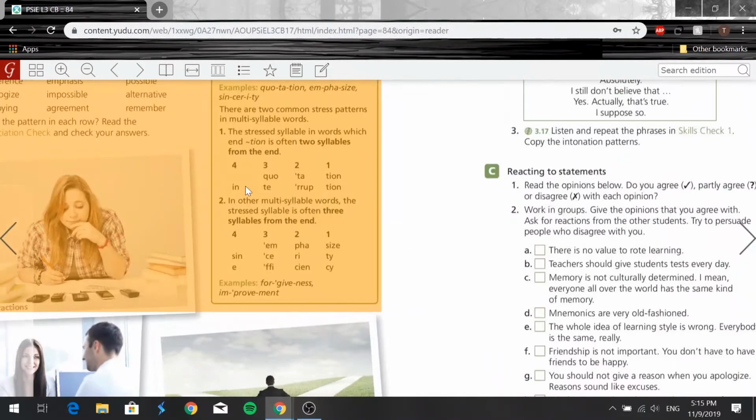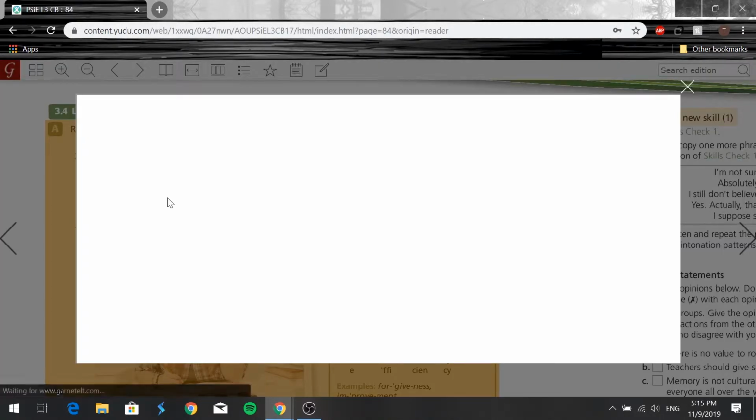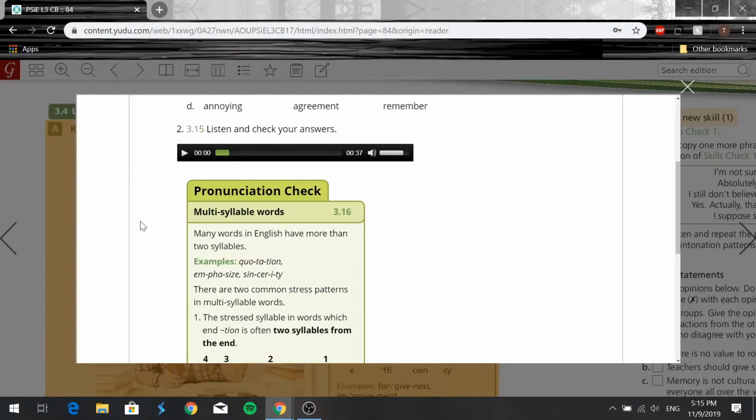Hey, you guys, so now let's move on to the next page. Here we have exercise A, reviewing vocabulary. Let's go to the pronunciation check before we go to the exercise.